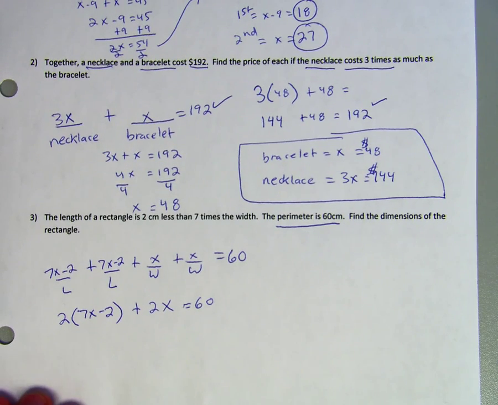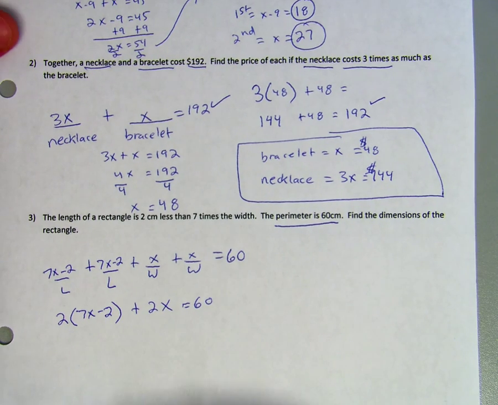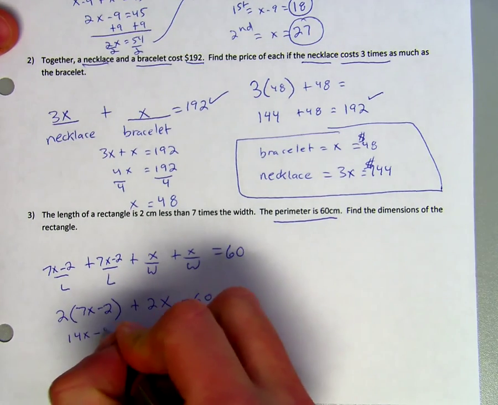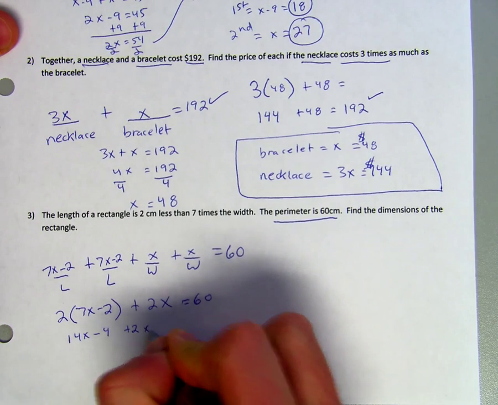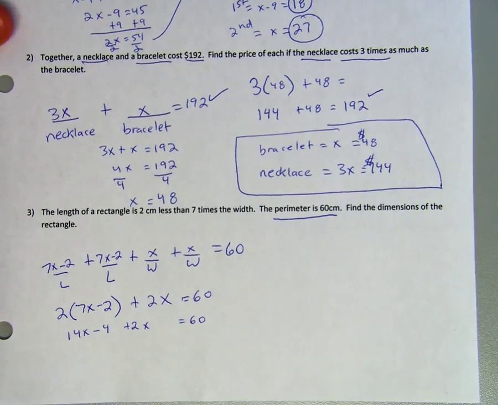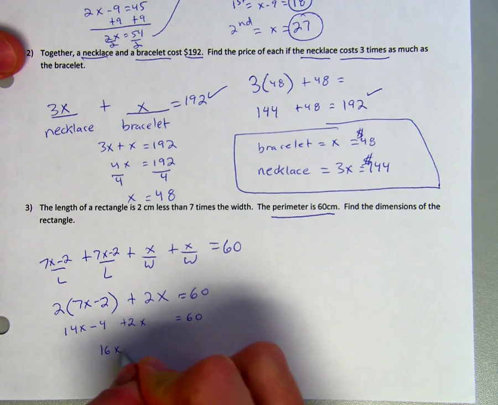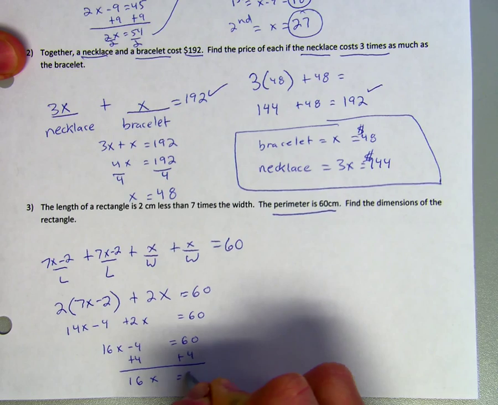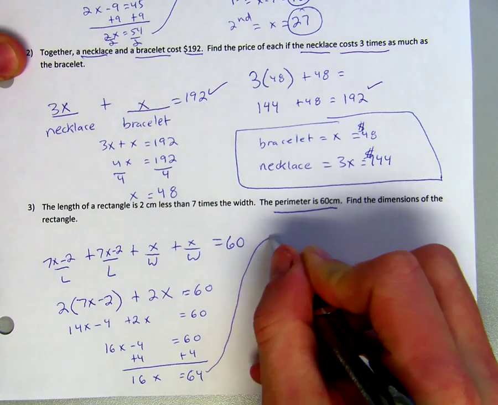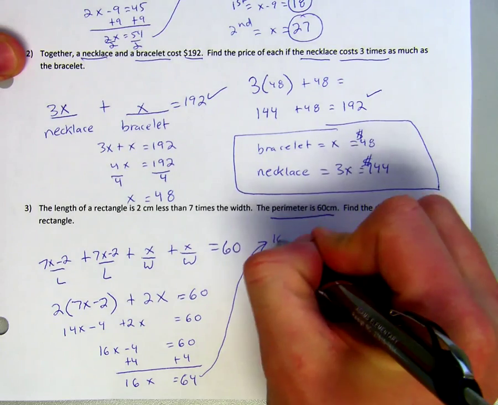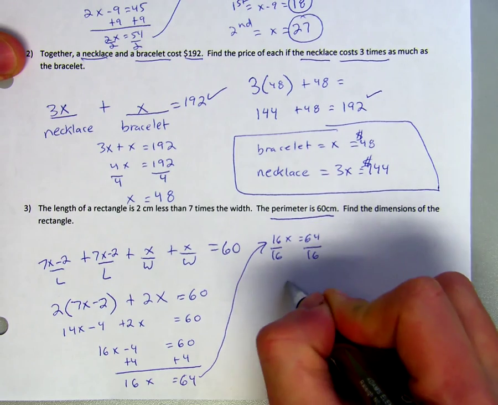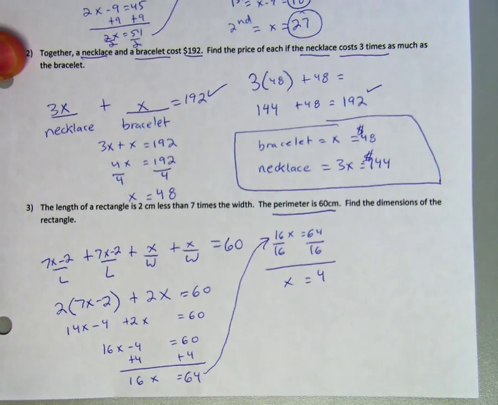So I'm going to go ahead then distribute it out. I have 2 times 7x is 14x. 2 times negative 2 is negative 4. And then plus 2x. I'm going to go ahead and combine my like terms to get 16x minus 4 is equal to 60. Add 4. I get 16x is equal to 64. And I'm running out of room again, so I'll put it up there. So I have 16x equals 64. Divide by 16, and I get x is equal to 4.